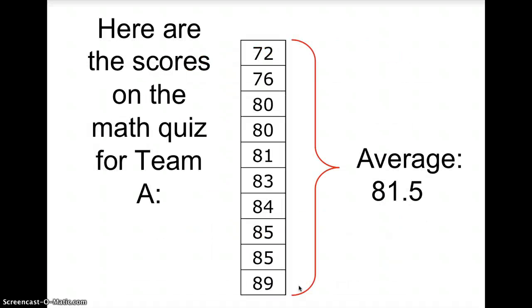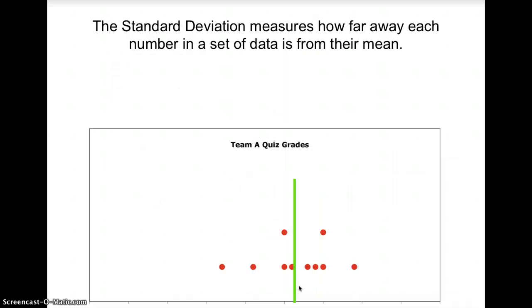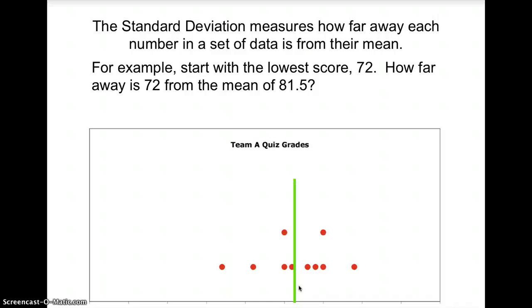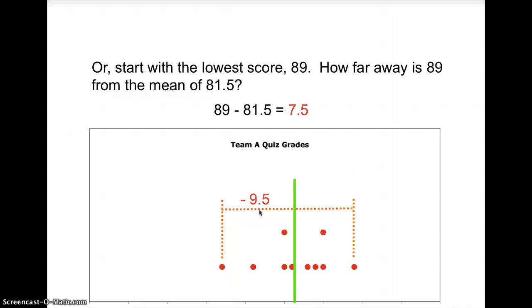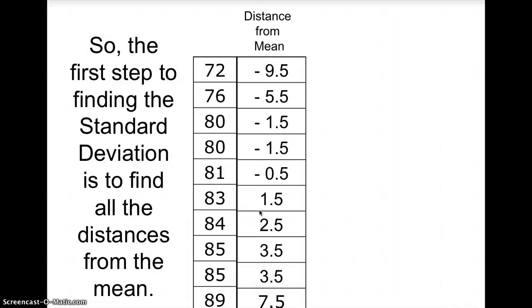So here's the individual scores for the first class of students that took the test. The average was an 81.5, and the graph looks like this. So we're going to discuss the standard deviation value. So we're going to measure each individual value and its distance away from the mean. So here's our first value, 72. How far away is 72 from 81.5? And the answer is negative 9.5. You're going to continue to do this for every individual data point, and you're going to tabulate it in a data table.